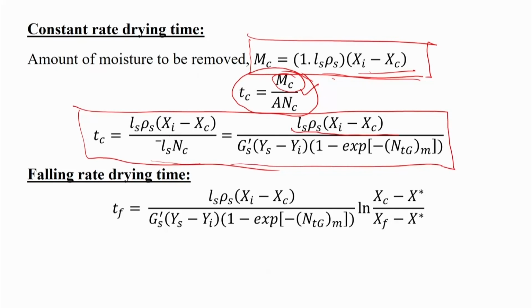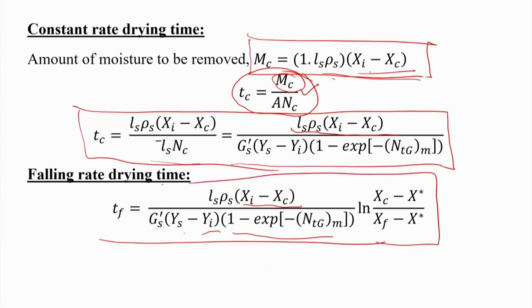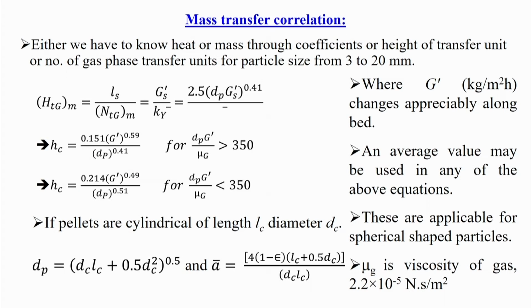For the falling rate period, the expression is L s into rho s into x I minus x c, divided by G s prime into y s minus y I into 1 minus exponential of minus n t g, into ln of x c minus x star by x minus x star. From there we get the total drying time, that is T c plus T f. Now, we need to consider some mass transfer correlations for different conditions.